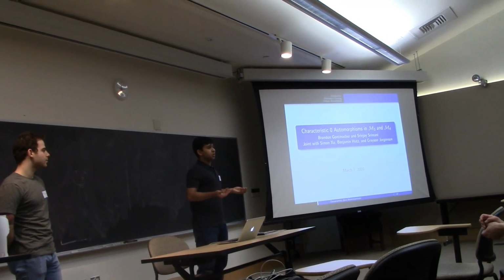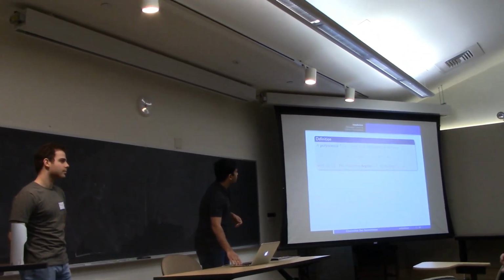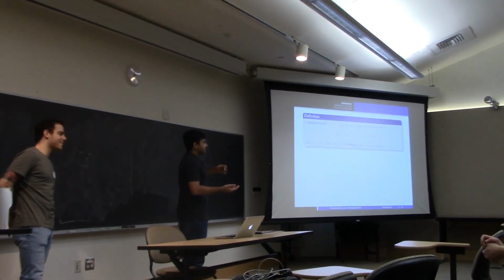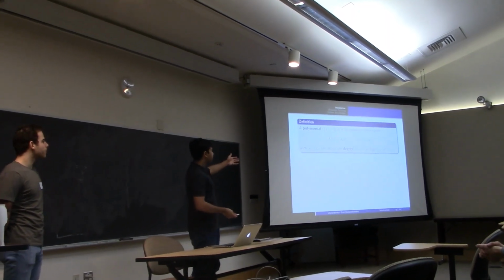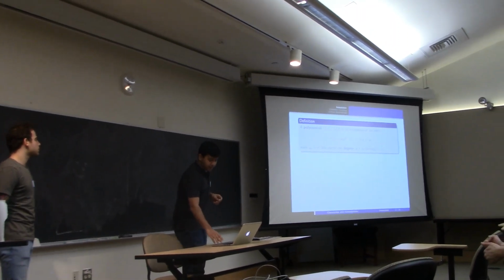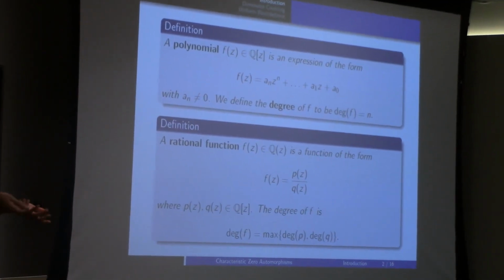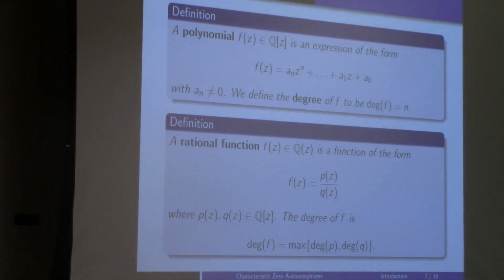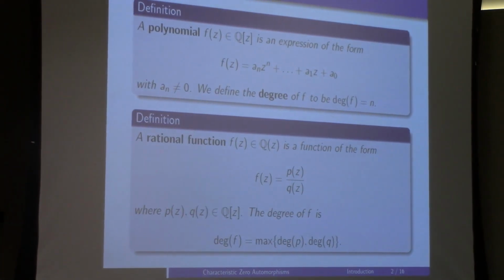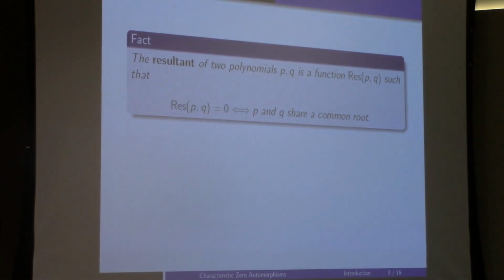Characteristic zero just means we're working over a characteristic zero field, so you can just think of the rationals. So a polynomial is an expression that all of you know, and the degree of the polynomial is the highest power. But then we define a rational function, which is essentially a ratio of two polynomials. What's important to note here is how we define the degree of a rational function. The degree of a rational function is basically the maximum of the degrees of the two polynomials making up the denominator and the numerator.